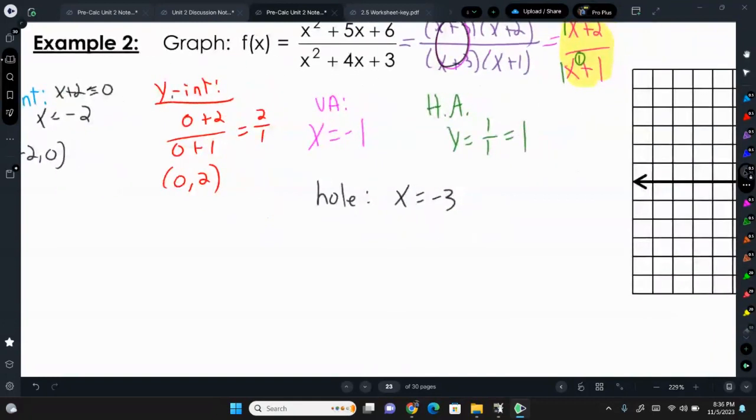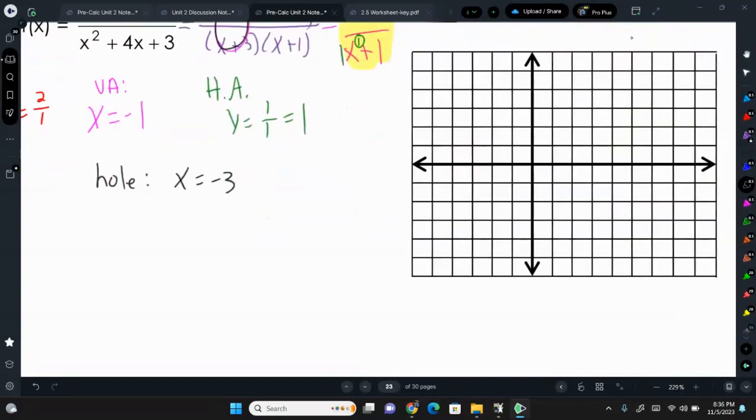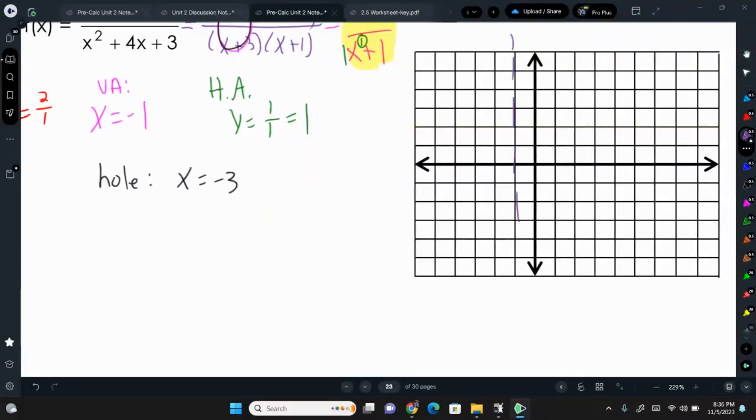So let's go over and plot this information. We can't really plot the hole yet until we know what the graph looks like. So our vertical asymptote is at -1. Our horizontal asymptote is at +1. And now we have to do the behaviors.